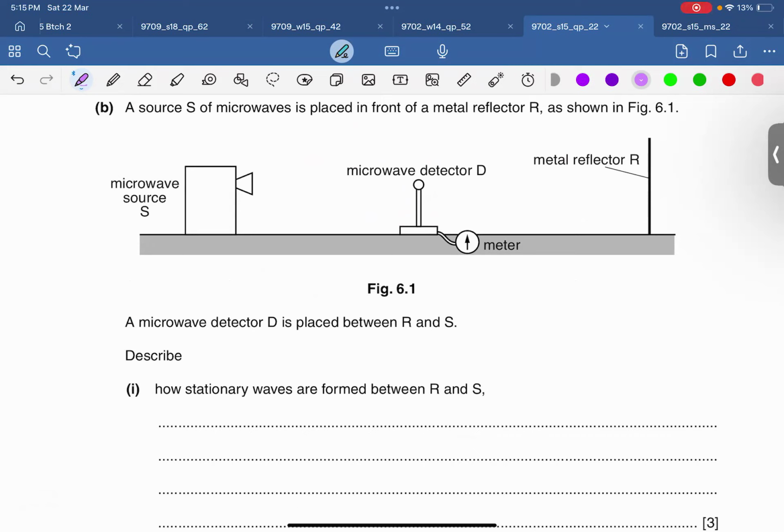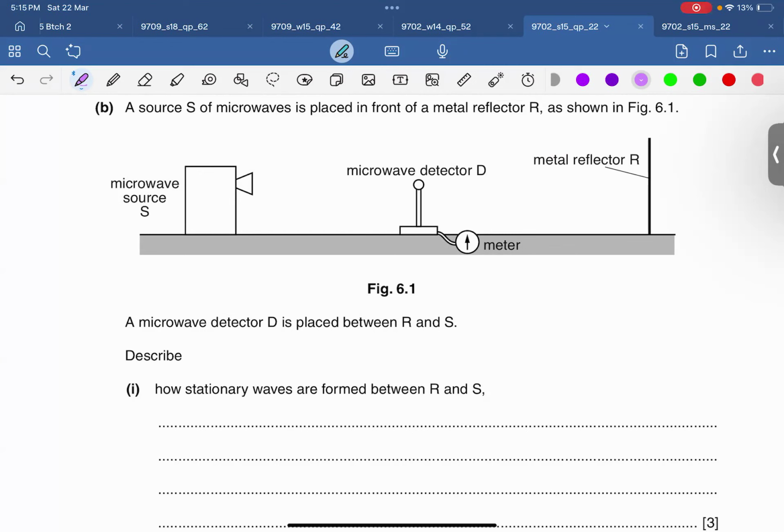So microwave S produces waves. When the incident waves hit the metal reflector, the metal reflector sends back reflected rays. Then, as both of these are of the same type and the same speed, they superimpose, and they are coherent, so they form a stationary wave.